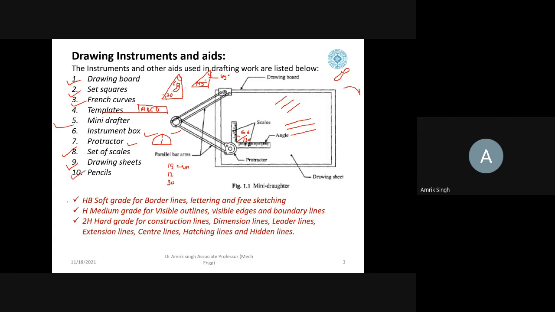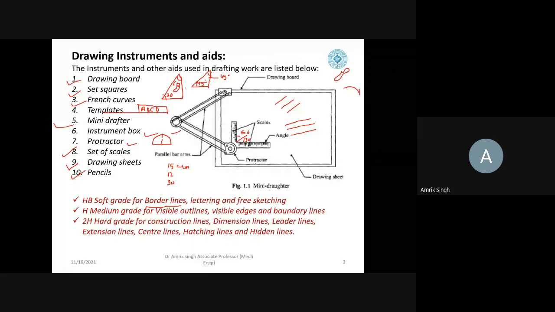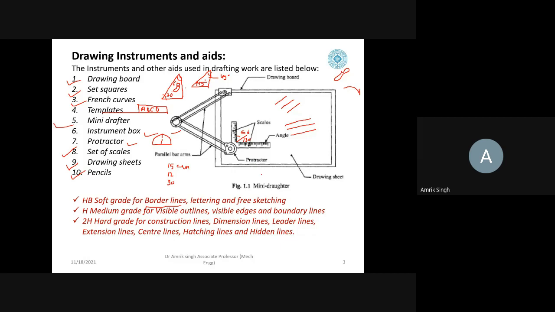You see, the HB soft grade pencil is used for the border line. This is the border of the drawing board, and this is the border of the drawing sheet. How to draw this we will see in the next slides. The HB pencil will be used for drawing the border lines, for drawing the lettering and for freehand sketching.